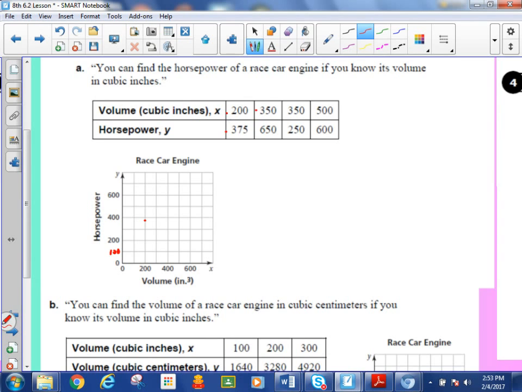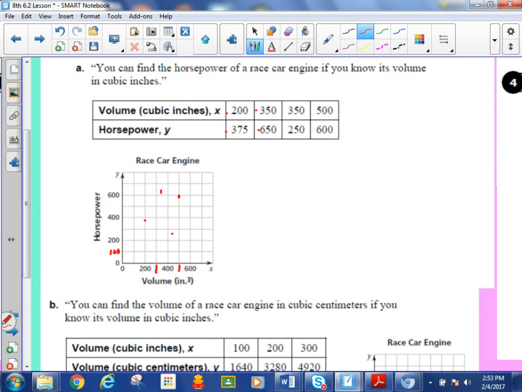The next one is over to 350 up to 650. So over to 350, this would be 300, so 350 is going to be in the middle of this box, and then up to 650 would be somewhere in here. And then 350 and 250. So over to 350, still in the middle, up to 250 would be in the middle of this box. And then over to 500, up to 600.